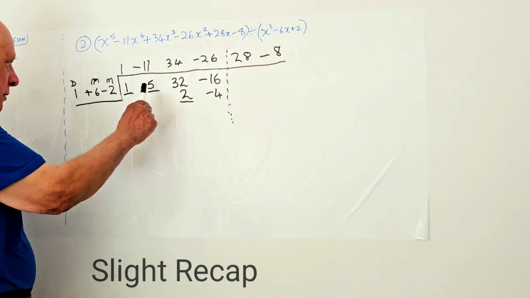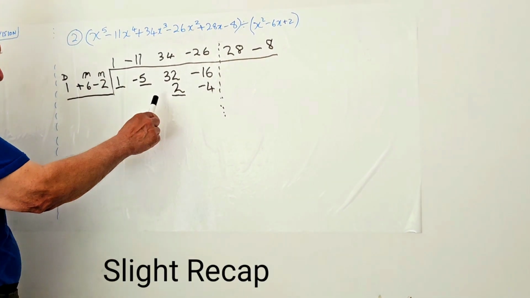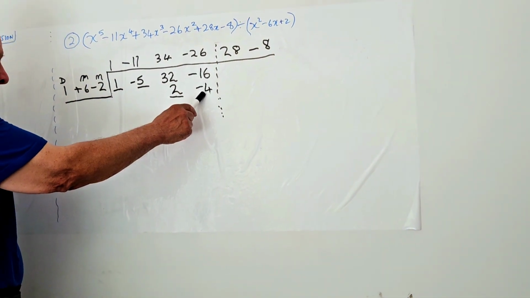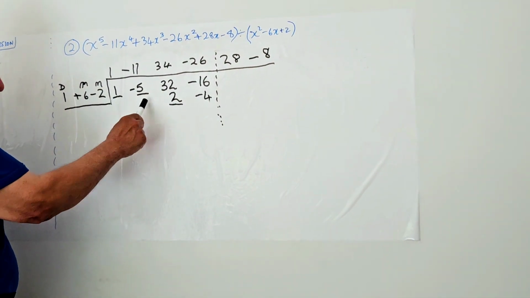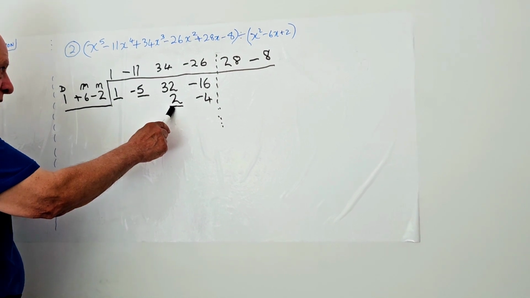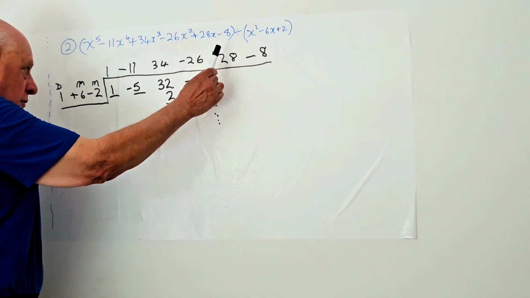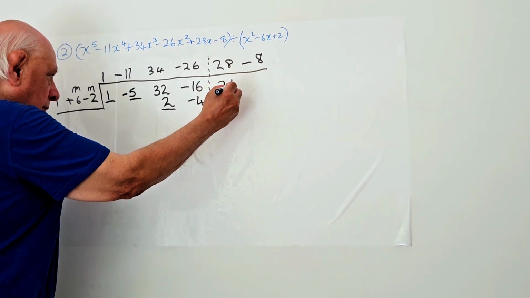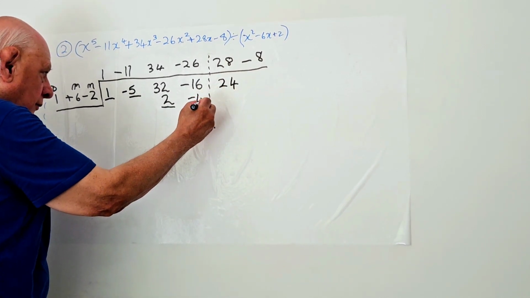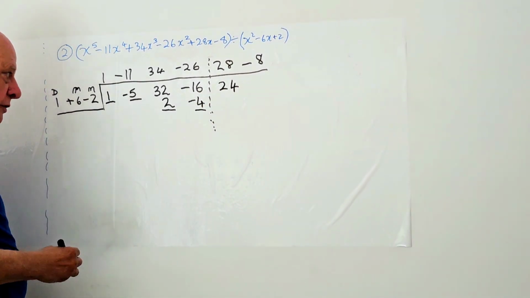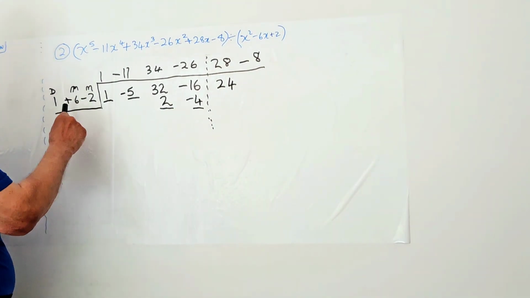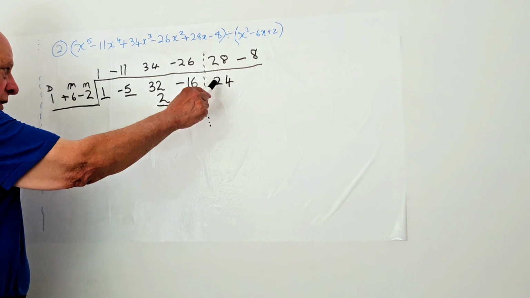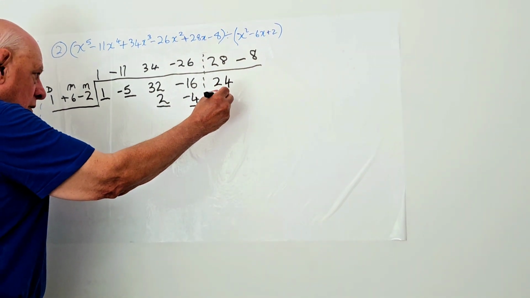Slight recap. 6 times 2 is 12. 12 added on to minus 16 is minus 4. And minus 2 times 2 is minus 4. Added on to 28 is 24. And then finally we got this one here, which we need to multiply by. So 6 times minus 4 is minus 24. Added on to that is 0.